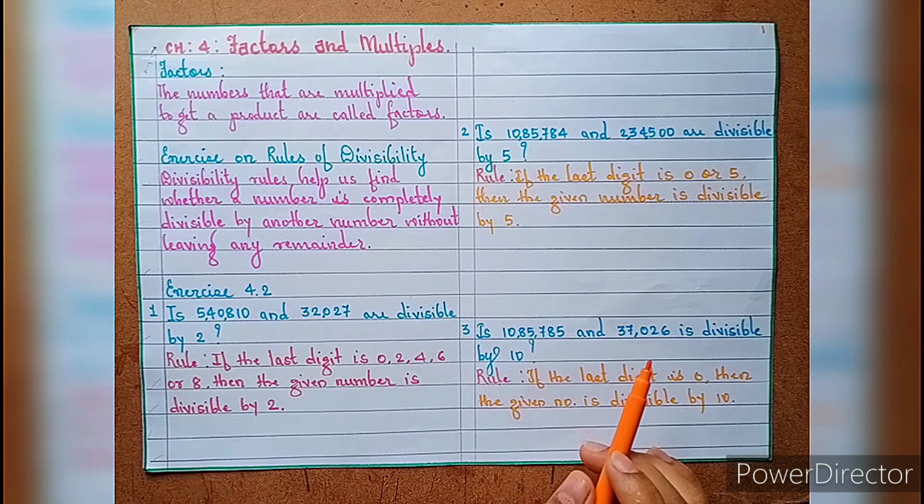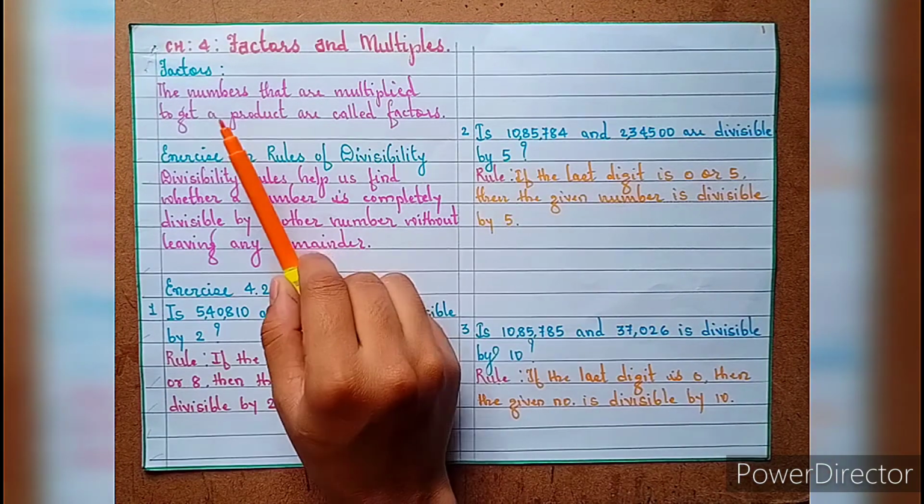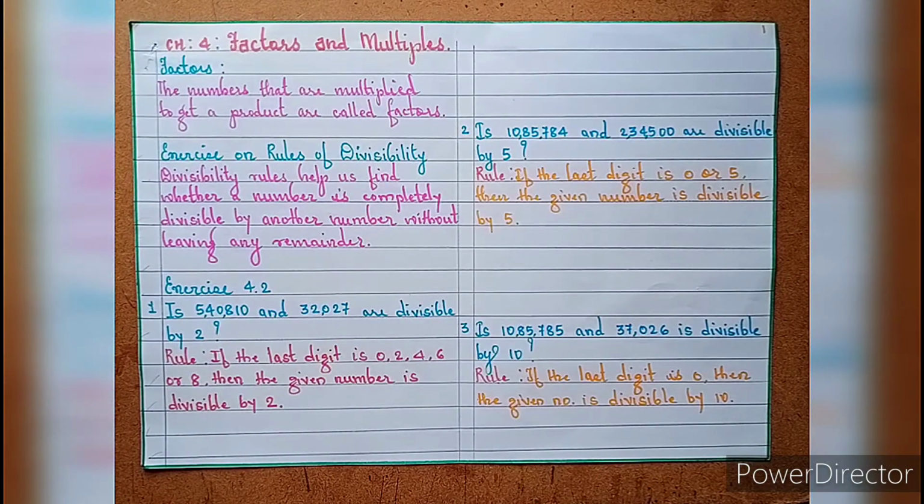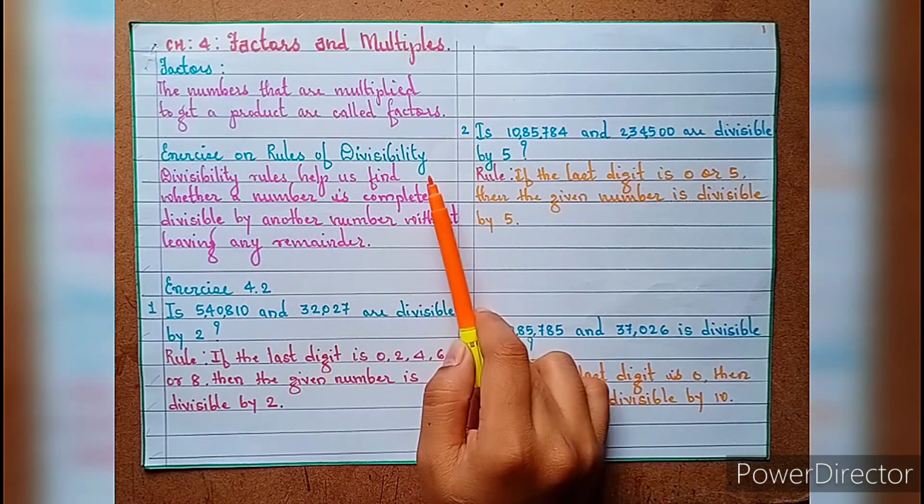So already I have learned about factors and multiples. So let's revise quickly. Factors. The numbers that are multiplied to get product are called factors. Now, exercise on rules of divisibility.